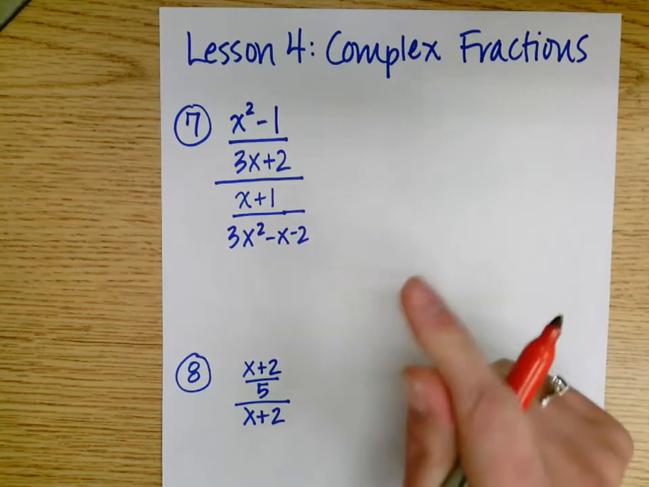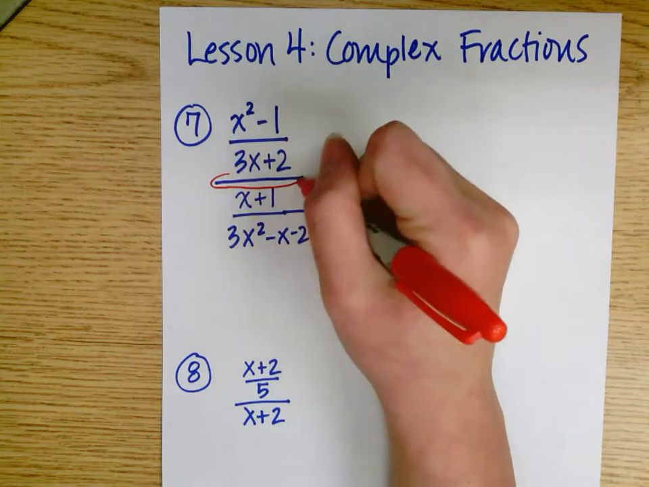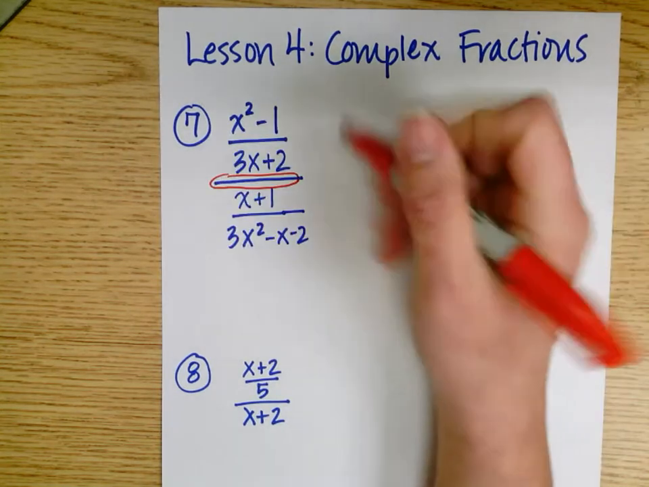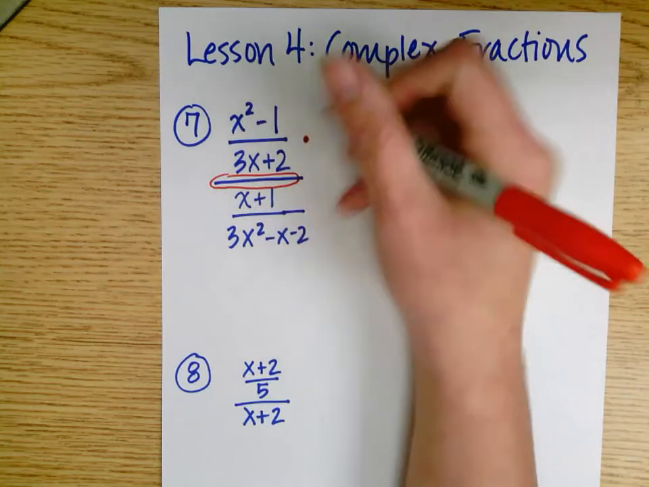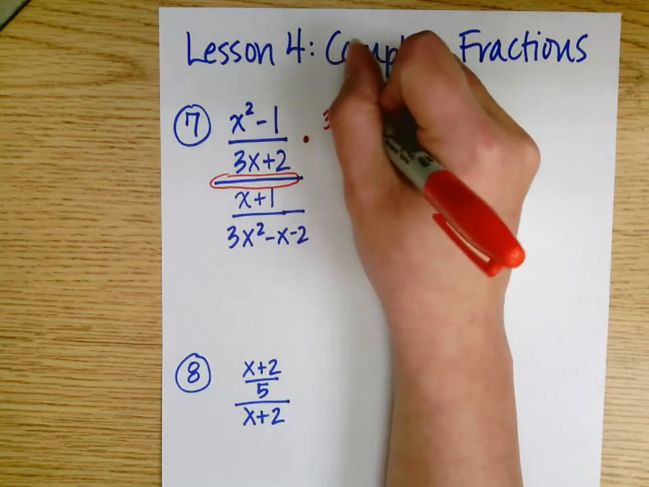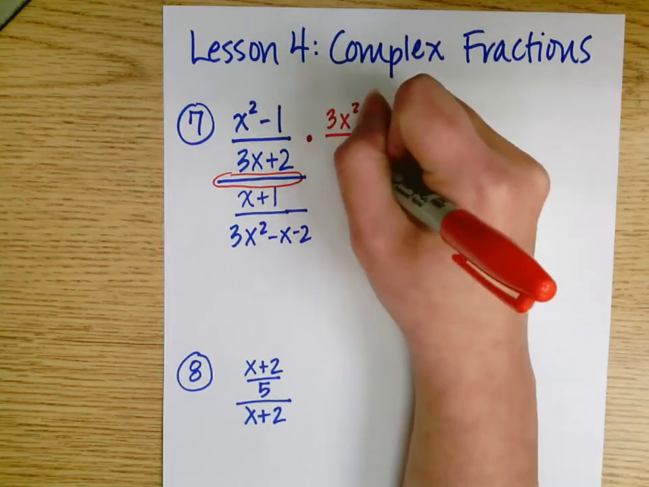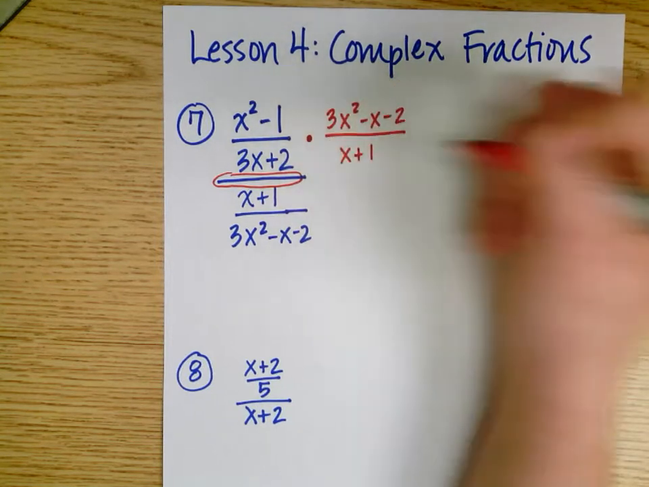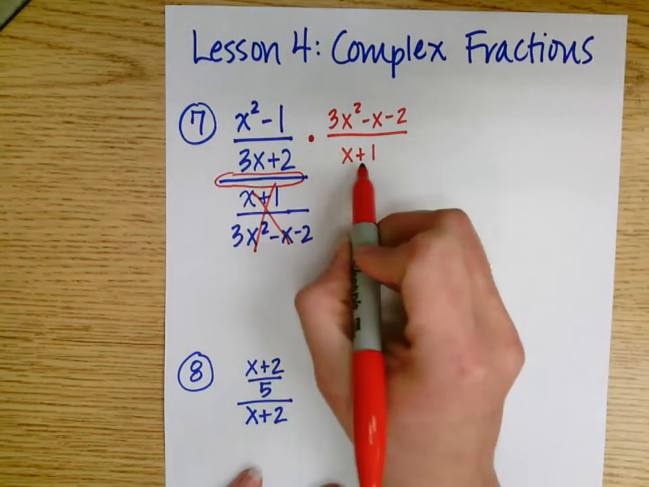I'm going to go ahead and rewrite because that's pretty much where I am. I'm going to need maybe to factor, but let's see how it goes. So I'm going to multiply by the reciprocal, so 3x squared minus x minus 2 over x plus 1 to get rid of that. Now I do know that this factors into something that'll cancel here.